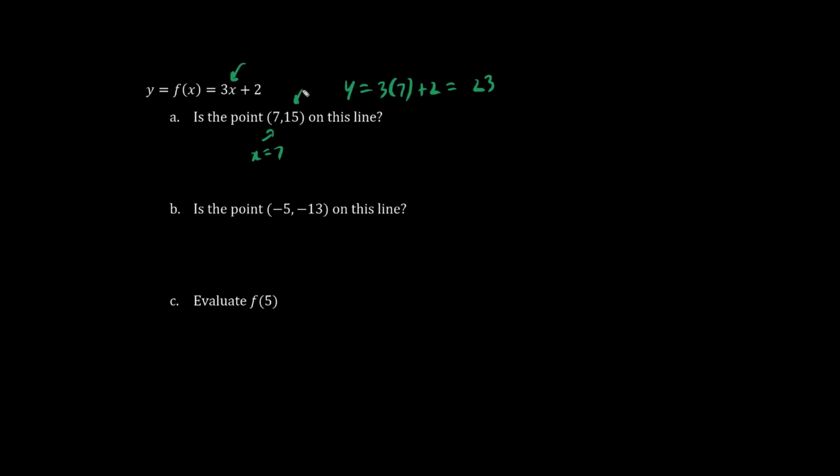Now we see the y value here is 15, so something is wrong. So we say no, this point is not on the line. This here is your x value and this here is your y value.